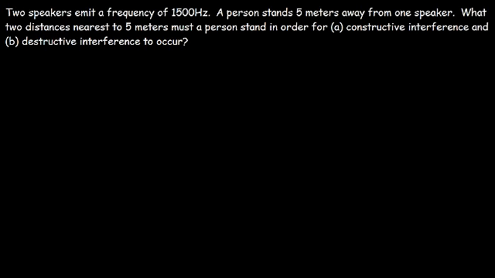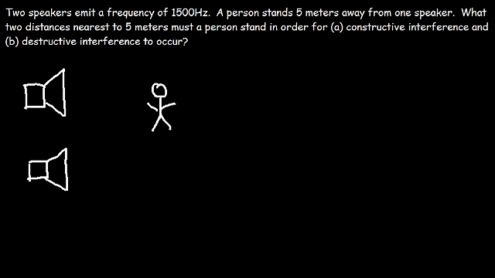So go ahead and try this problem. So we have two speakers. And this time we're going to put the person in the middle. So the person stands 5 meters away from one of the speakers. Let's say it's this one. And what is the nearest distance, or the distance nearest to 5, that the person must stand from the other speaker in order for constructive interference to occur?